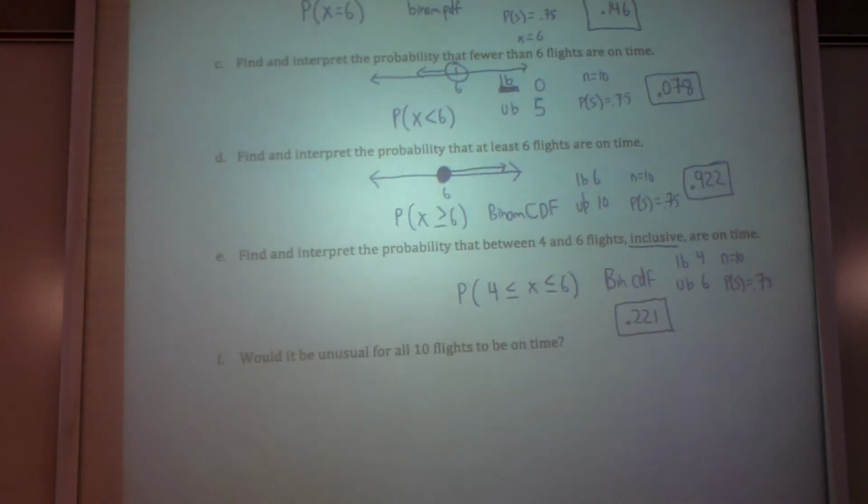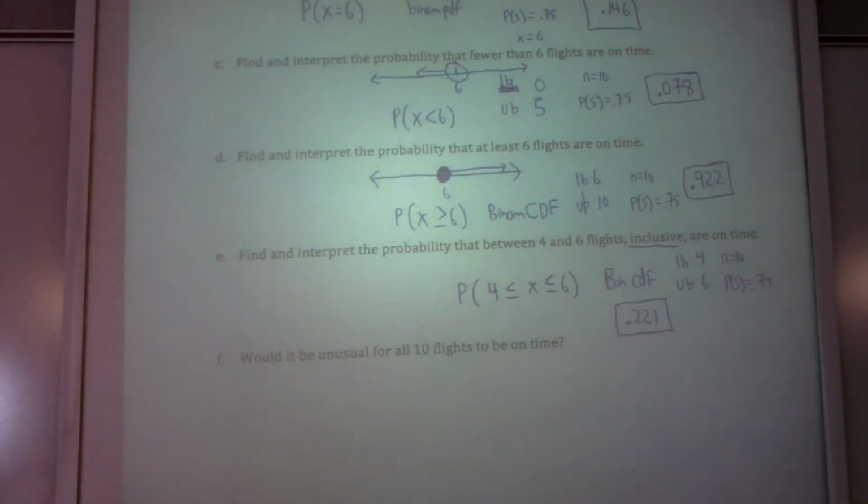Would it be unusual for all 10 flights to be on time? So if we're looking at the probability that all 10, is it PDF or CDF? There's just one value, so it's 10. Same drill as yesterday.